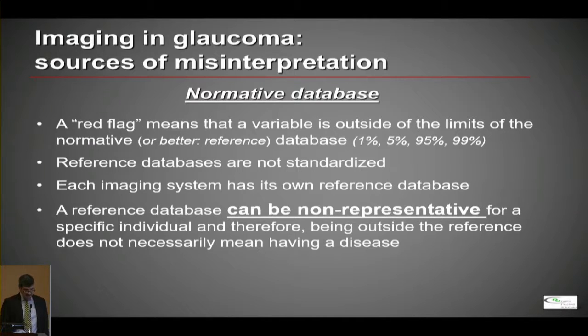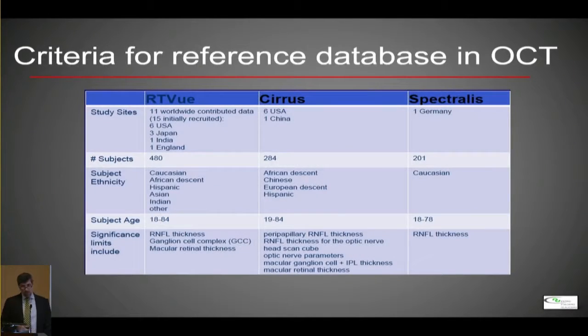It just means that it is outside the limits of the normative database within the system. So the first thing we have to think about is that a reference database can be non-representative for the specific patient we are testing. If we look at the different databases in the different systems, we can see huge variations in the number of patients included and in the study sites that included the patients. We have systems where patients came from different countries, and systems where patients came from just one country with different ethnicity.